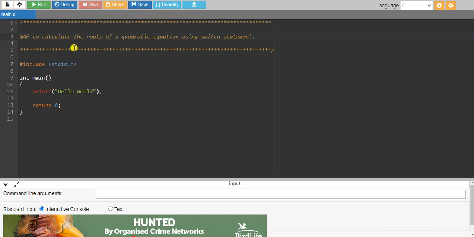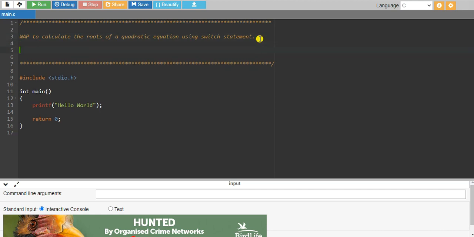So we have to understand first, before coding for this problem definition, what is a quadratic equation, what are the roots of a quadratic equation, then how to use this switch statement, what is the construct, what is the syntax of using that switch statement, right? So here a quadratic equation usually will be in the form of ax square plus bx plus c equal to 0.